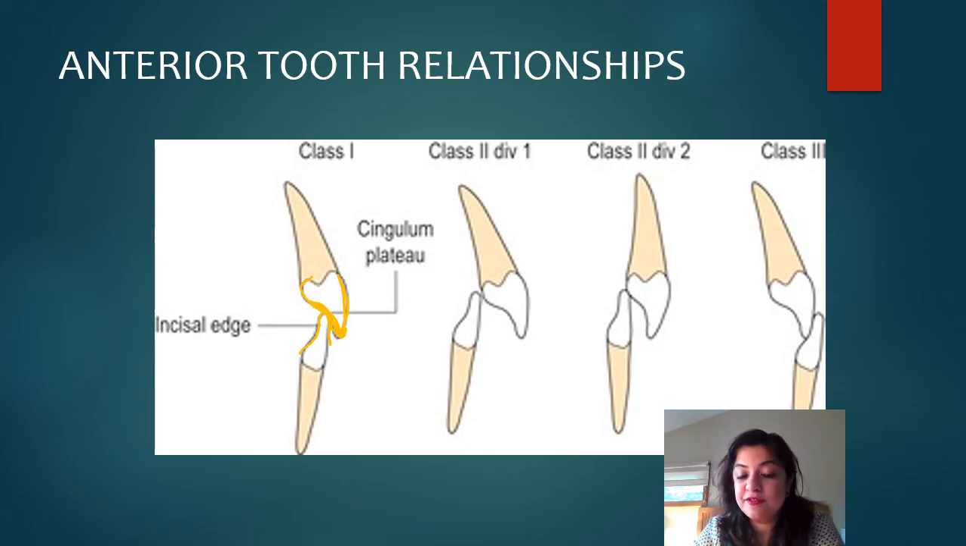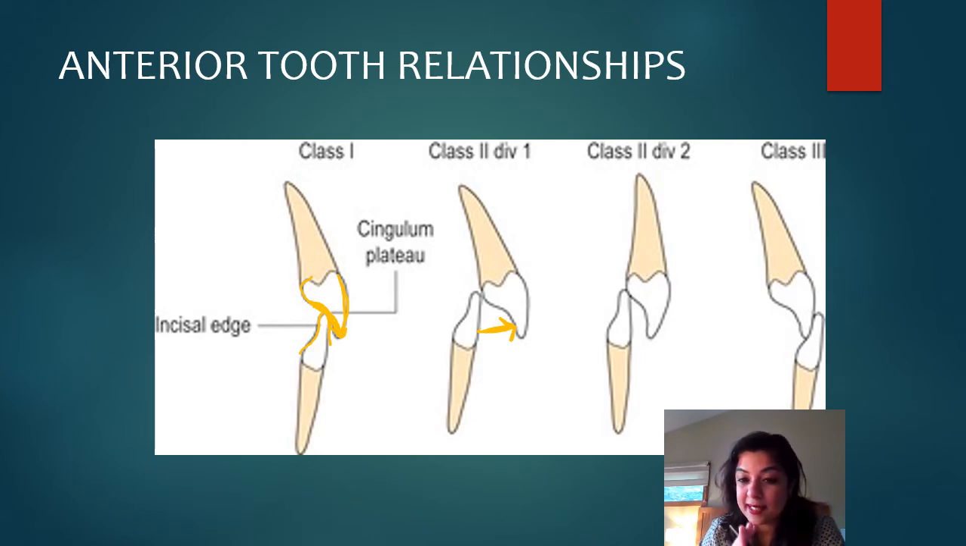But a class 2 division 1, like I told you, it's buck. The teeth are sitting out. So this is called a buck relationship, and the patient's mom is going to say, oh, there are other kids making fun of my kid in class. They're calling my kid Bugs Bunny, and I really want to correct the overbite. So this is a traditional class 2 div 1.